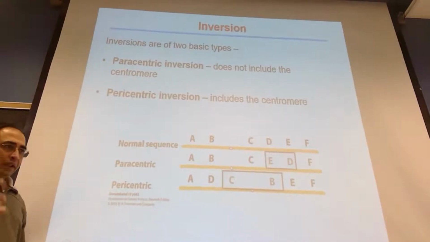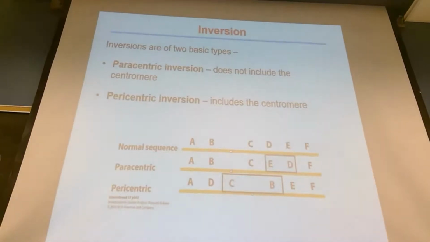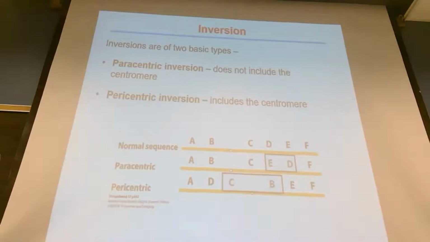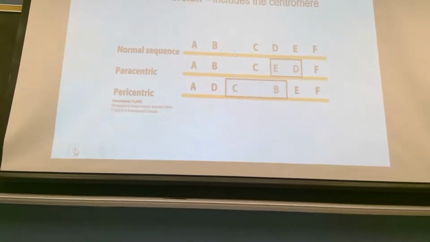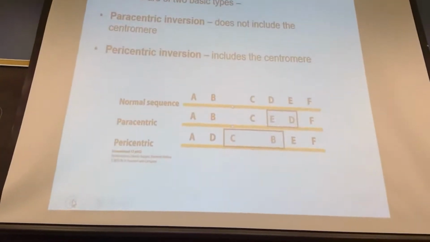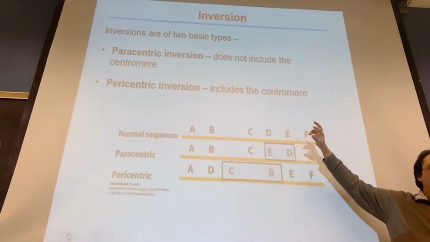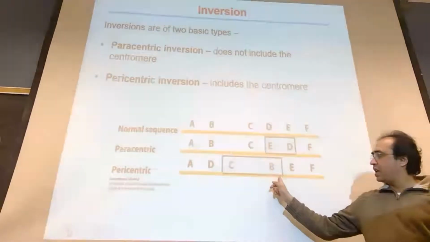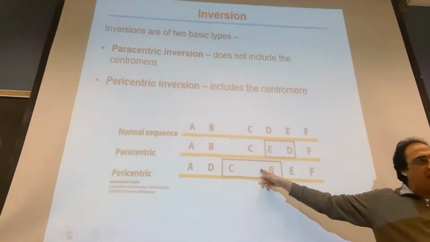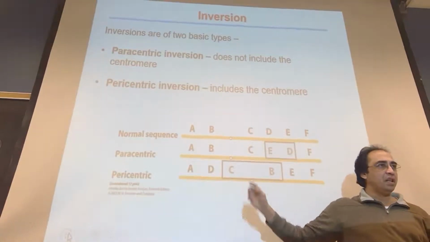So based on the inversion part in the chromosome, we have two types. One is called paracentric inversion. One is called pericentric inversion. Peri means taking the centromere. Para means outside of the centromere. So if the inversion is outside of the centromere, then it is called paracentric inversion. If the inversion is within, taking the centromere, within the centromeric region, then it is called pericentric inversion.